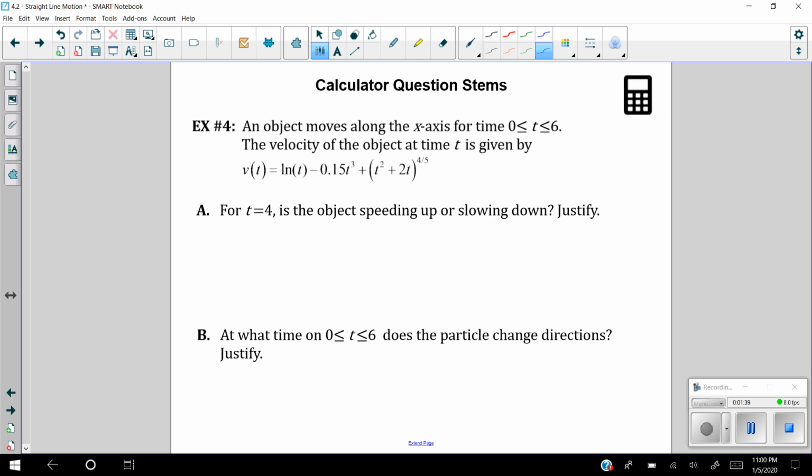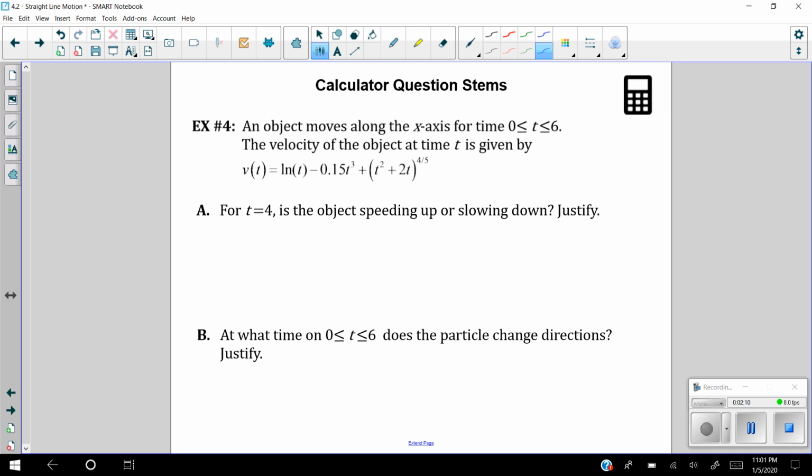Now remember, in order to tell if something is speeding up or slowing down, we need to compare the signs, the positivity or negativity of the velocity and the acceleration. If they have the same signs, if they're both positive or both negative, then that means the object is speeding up. But if they have opposite signs, meaning one's positive and one's negative, at t equals 4, then that would mean that the object is slowing down.